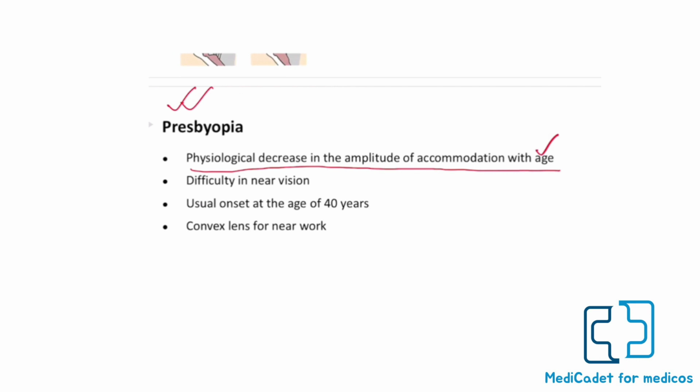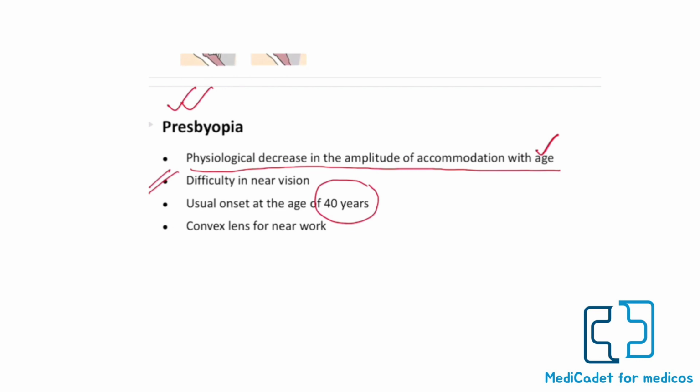So a physiological decrease in the amplitude of accommodation which is happening with age, that is presbyopia, and it happens to everyone around the age of 40 years, and the person will start developing difficulty in near work because he is not able to accommodate sufficiently. So then how do we help this person? Obviously, to help this person, we have to give him glasses for near work.